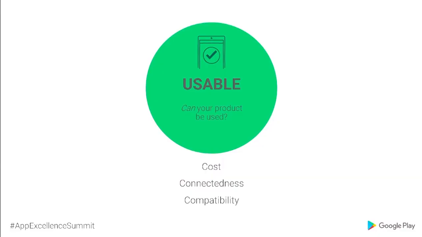Let's start. We'll start with the usable bucket, which focuses on a very simple but most important question. Can your product be used? The three important concepts in that are cost, connectivity, and compatibility. First, cost.